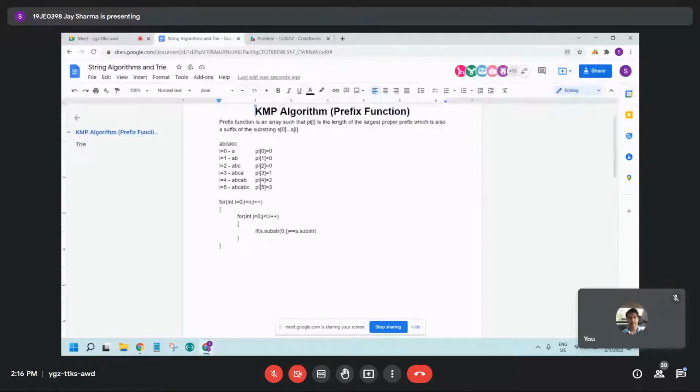Okay, I think I have given the numbering in a wrong way. It's basically, I think, just a minute. Okay, it was right, no problem. So for I equal to 4 and j equal to 2, your starting index should be 3.